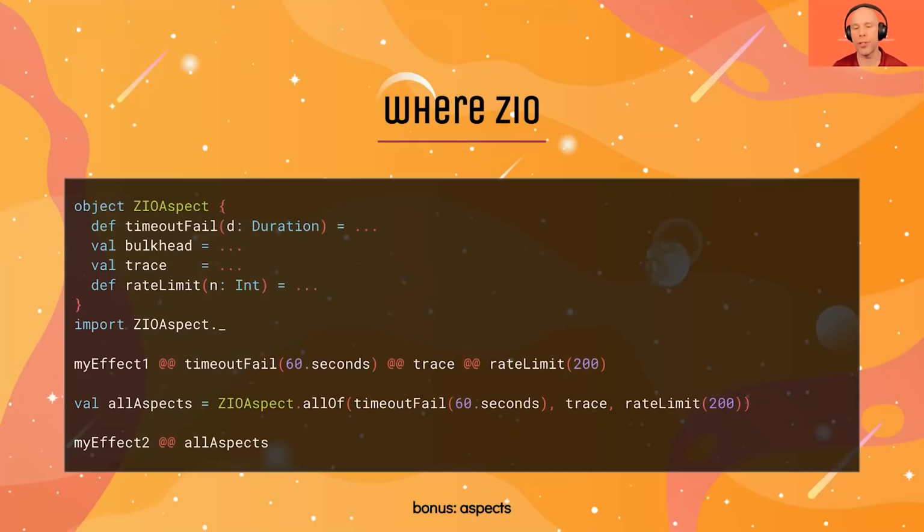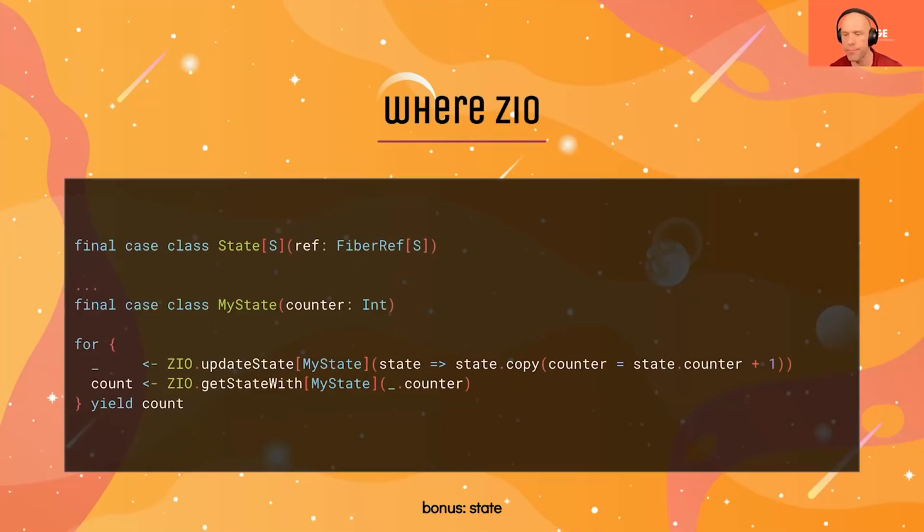And that will enable you to do things like my effect, time it out, trace it, rate limit it, using that syntax. Or you can bundle up all of your aspects into one, and then just do @@ all aspects. This is going to give you a way to compositionally tweak and modify your effects in a standardized way, which is very important, I think, for scaling ZIO to new applications.